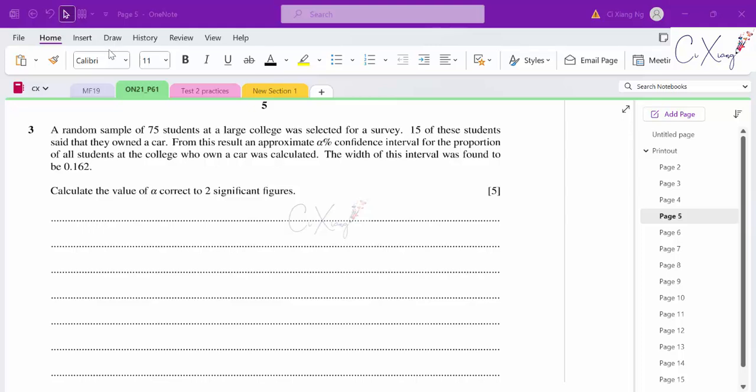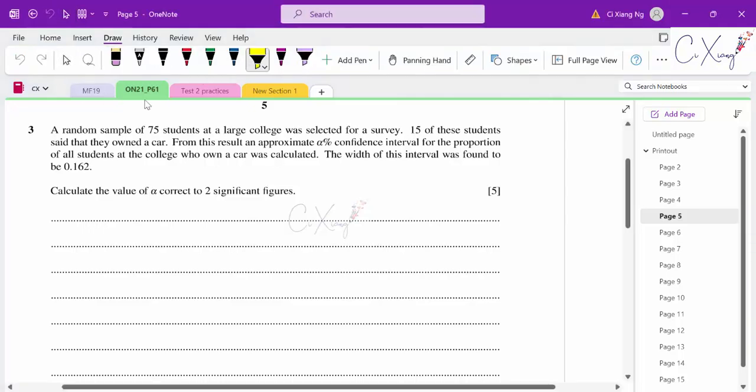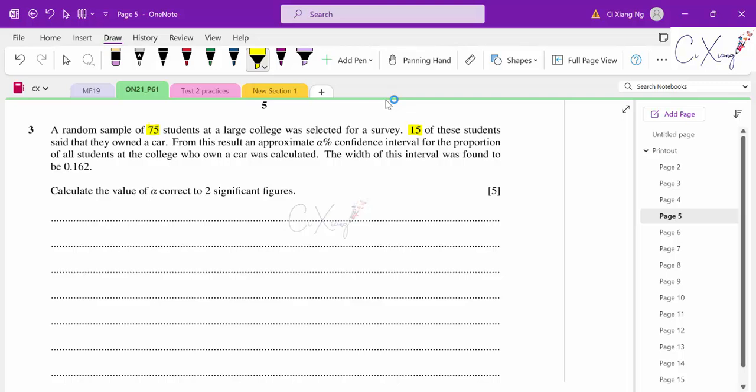Okay, so let's discuss question number 3. A random sample of 75 students in a large college was selected for a survey. 15 of these students say that they own a car. From the result, an approximate alpha percent confidence interval for the proportion of all students who own a car was calculated. So we are having something related to a confidence interval for proportion. Then they're telling us that the width of this interval was found to be 0.162. So highlight the keyword width.